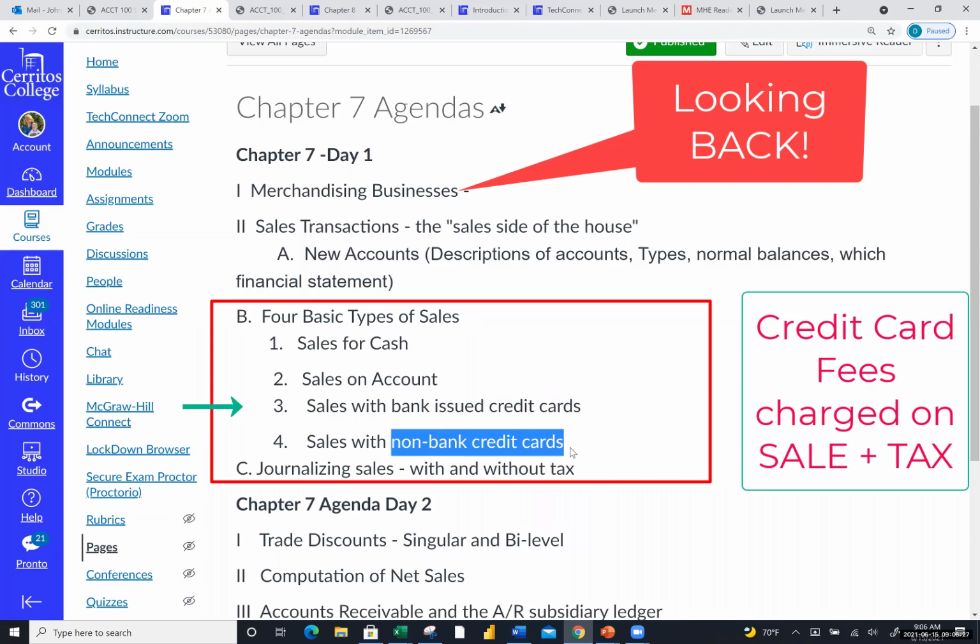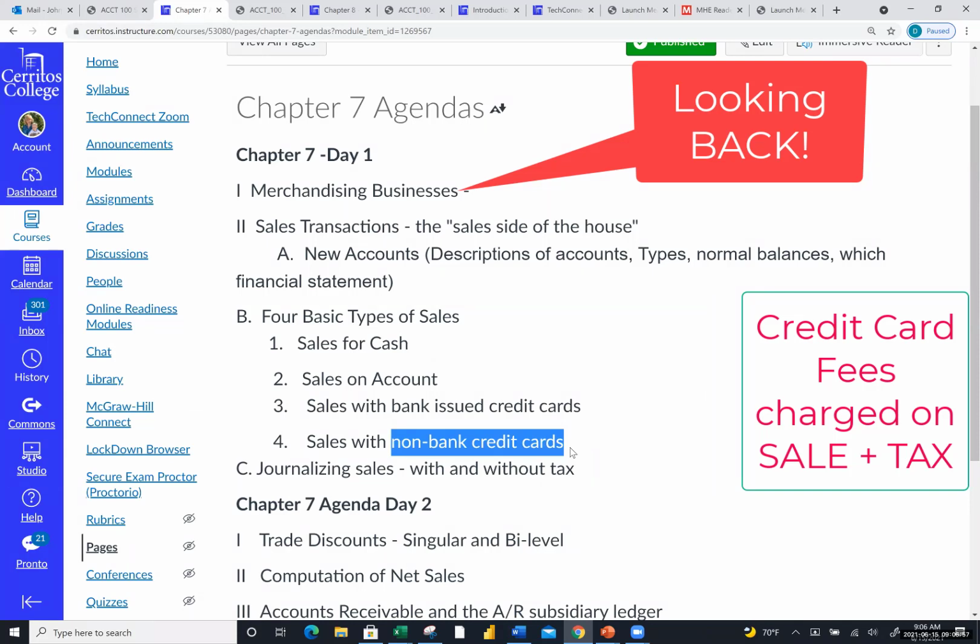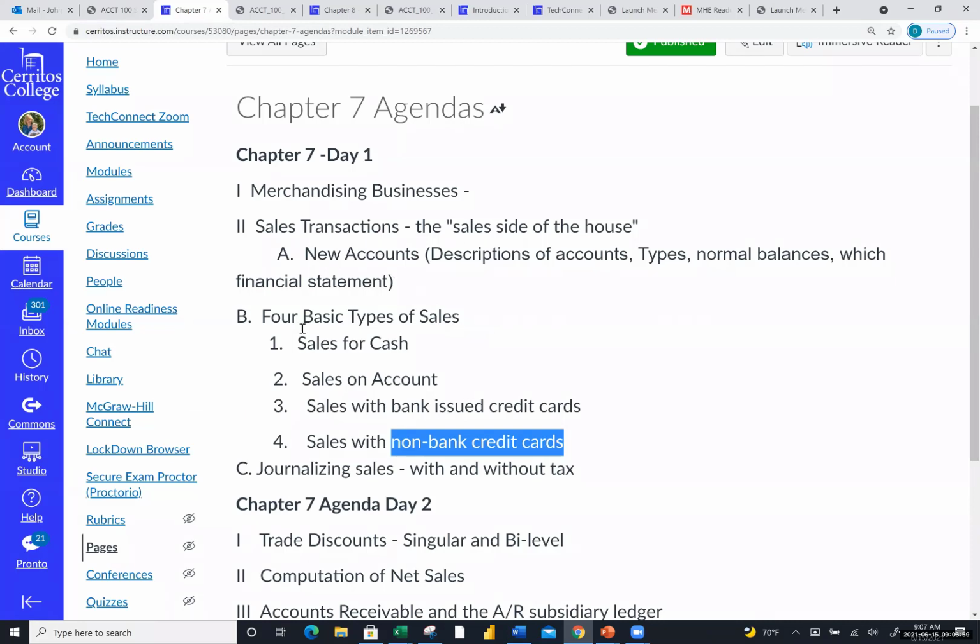And then there's also non-bank credit cards. Those would be things like American Express. You notice there's no bank name attached to that. It would be things like Diners Club or Discover Card. And those are not cash sales. Those are sales on account because it can take up to 2 weeks, especially with American Express, to get the funds in. There's usually a higher rate that's charged. And so we'll take a look at how that's recorded. That's what we covered last time, kind of looking back.